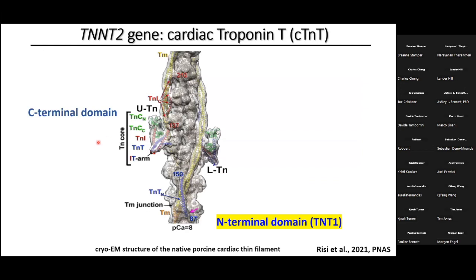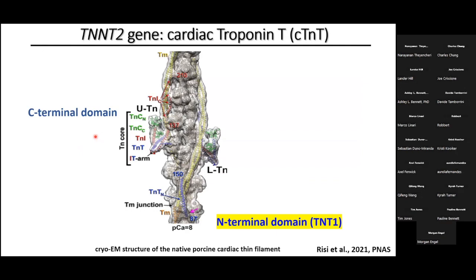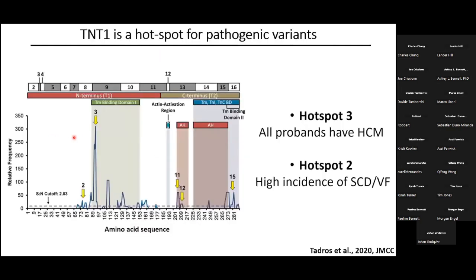So here is the cryo-EM structure of the native cardiac porcine thin filament. And we can see in blue the troponin T, which is the largest troponin subunit and is responsible for anchoring the troponin complex to the thin filament, among other roles. The C-terminal domain is located in the core of the troponin complex, and the N-terminal domain, or TNT1, extends across the thin filament like a tail.